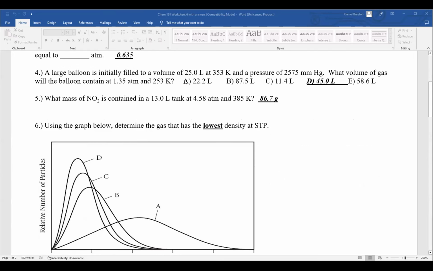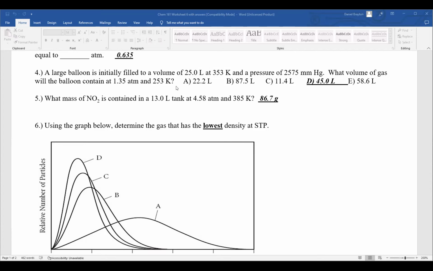4, a large balloon is initially filled to 25 liters. There's our temperature, 353 Kelvin. We're already in Kelvin, so we don't need to change it. At a pressure of 2,575 millimeters of mercury, what volume of gas will the balloon contain at 1.3 atmospheres and 253 K? So what this is doing is taking PV equals nRT, the ideal gas law, and arranging it so that it equals the constant, so PV over nT. And then the number of moles didn't change, so you can drop the moles out.